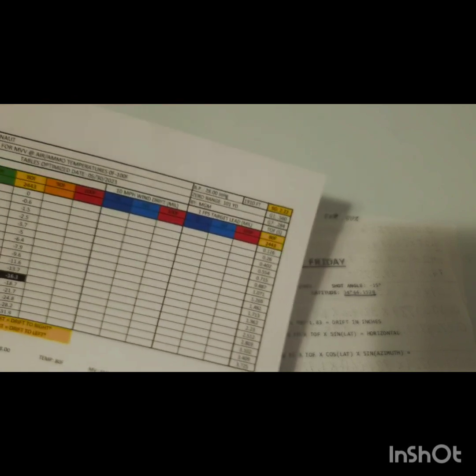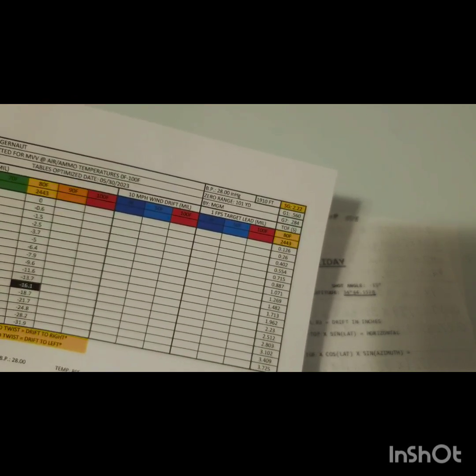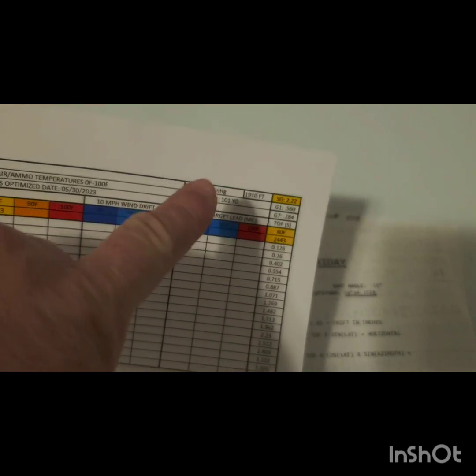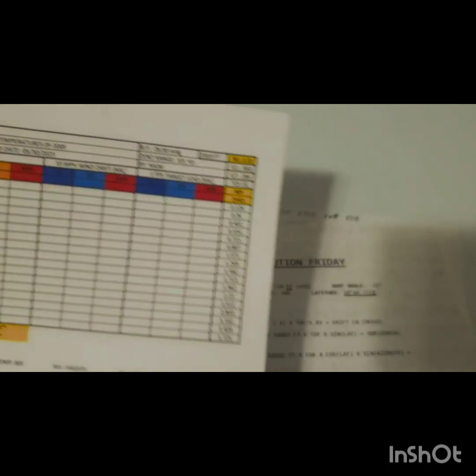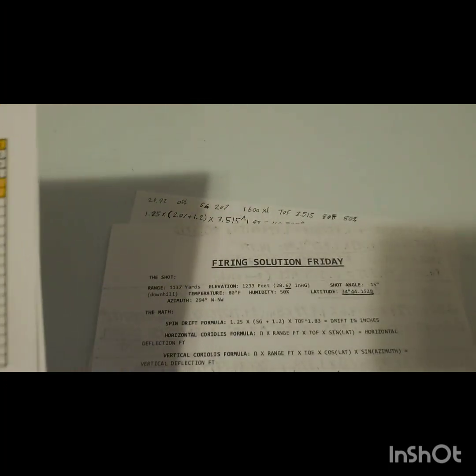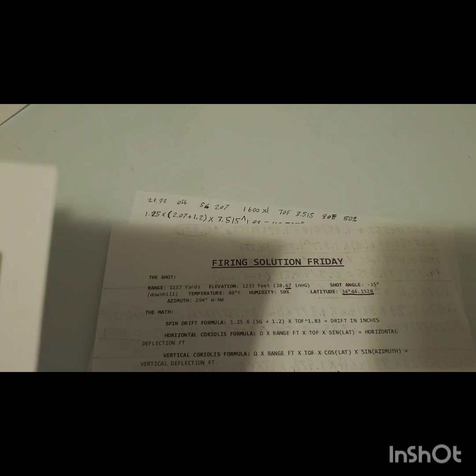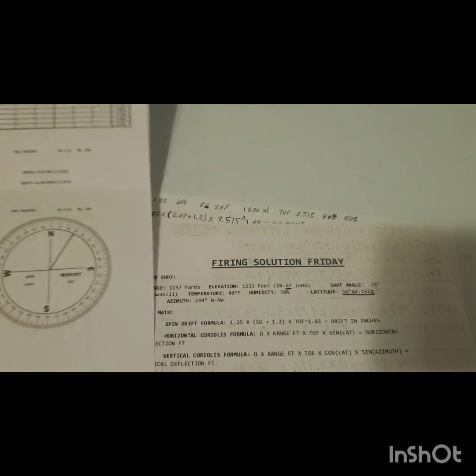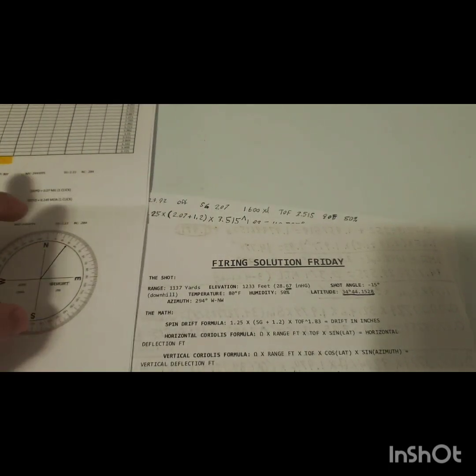And then the next chart above that is at 28 inches of mercury, and we're at 1,910 feet. So we're in between 29 and 28 inches of mercury. Okay, so we're not exactly at either point because we know that we are at 28.67 inches of mercury for the shot.